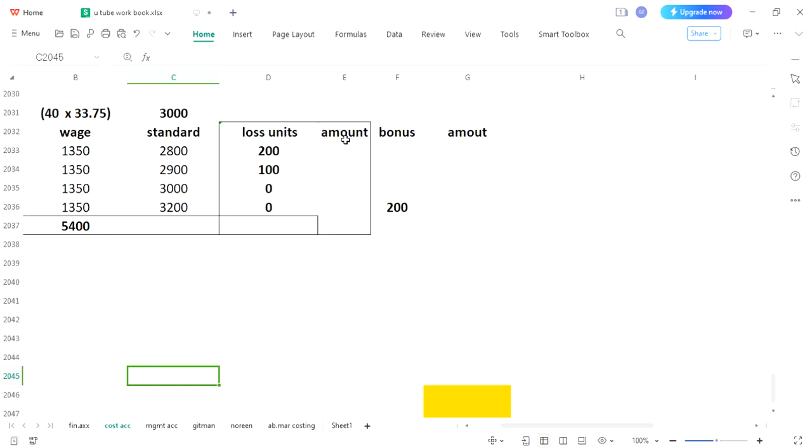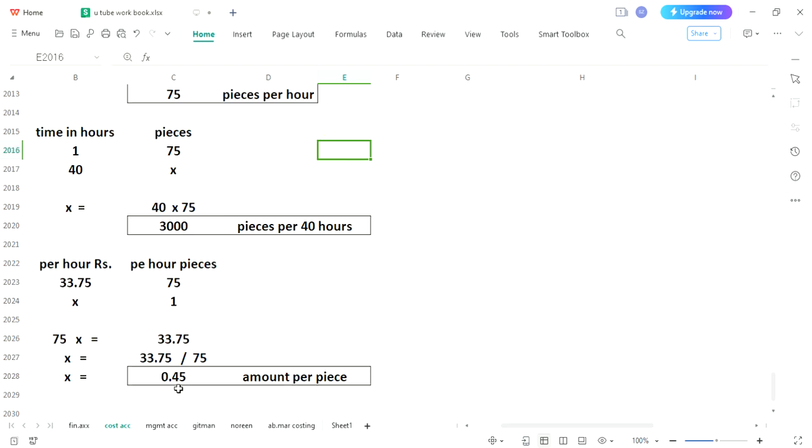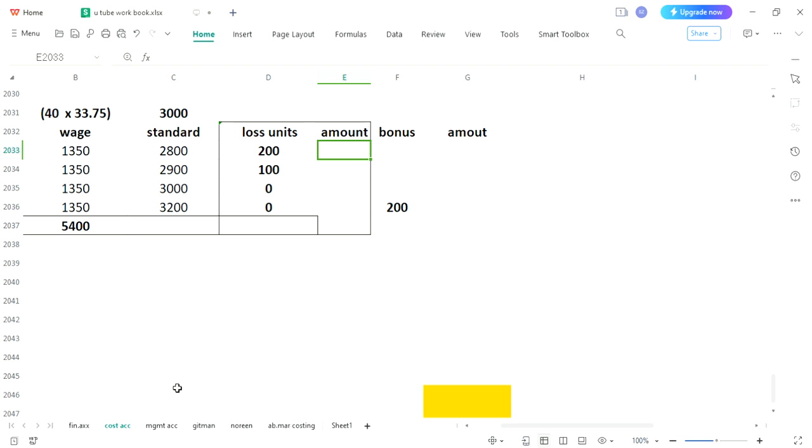and here we will calculate how much loss we have borne. For 200 units, one unit price is 0.45. Look over here. For 200, what you will do, 200 total units multiplied by 0.45. Please note it down. To calculate the amount of lost units, we will be putting 200 number of units and per unit rate is 0.45.